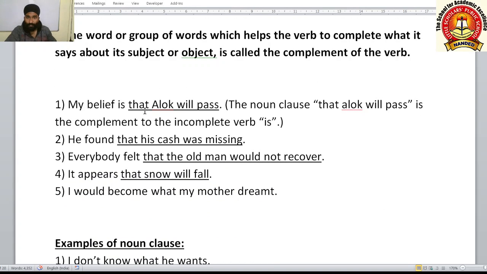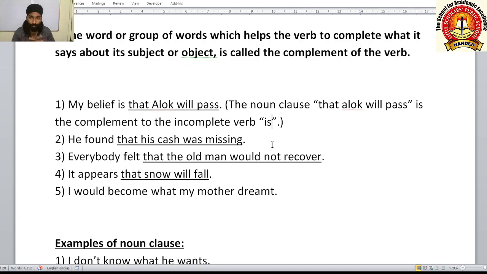My belief is that Alok will pass. So here, if you say only "my belief is," it will not feel complete. It will feel incomplete. My belief is... So what is the belief? That thing is not told here. This is why it sounds incomplete. So the group of words or the clause which completes such an incomplete verb is called a noun clause, complement of the verb of incomplete predication. The noun clause that Alok will pass is the complement to the incomplete verb is. This you have to remember.